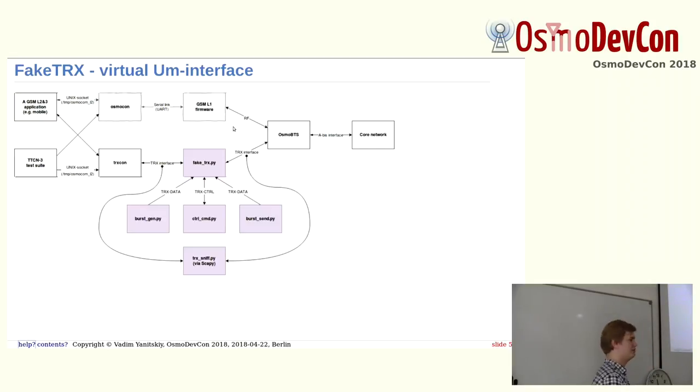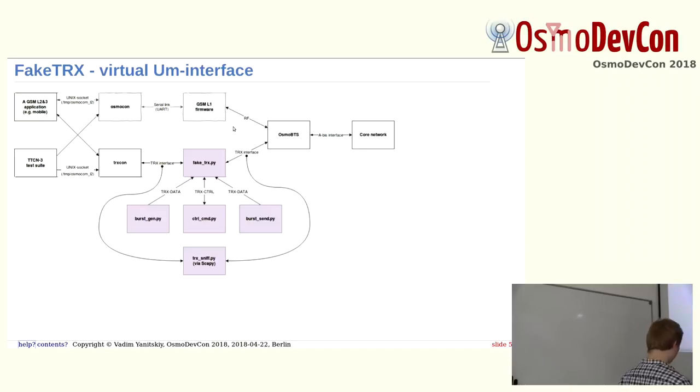Yeah, I will try to repeat. At the bottom of this picture, you can see the classical way of communication between a GSM layer 2/3 application like mobile or CCCH scan and the firmware, where Osmocon is like a proxy between the serial port and the layer 1 control protocol, which is carried over a Unix socket. You can also connect TTCN-3 test cases to both Osmocon and TRXCon. TRXCon is also an application I wrote. It implements some parts of layer 1, for example scheduling and burst coding and decoding.